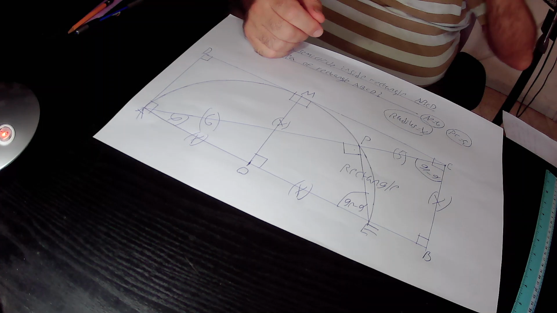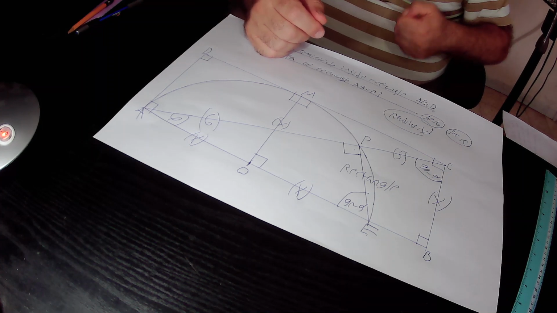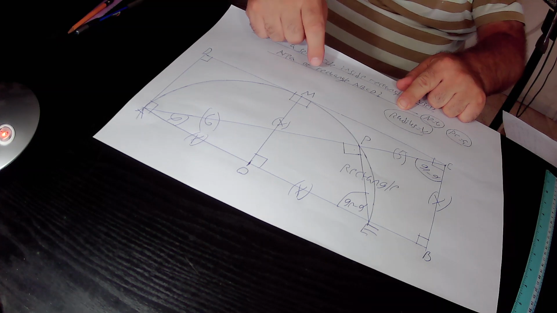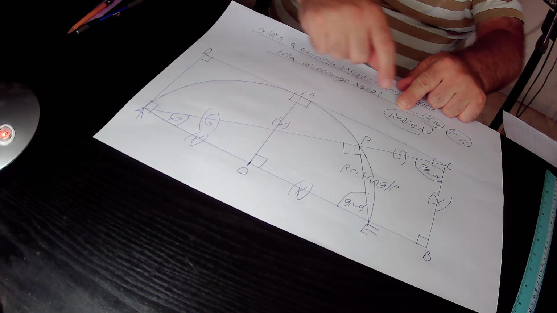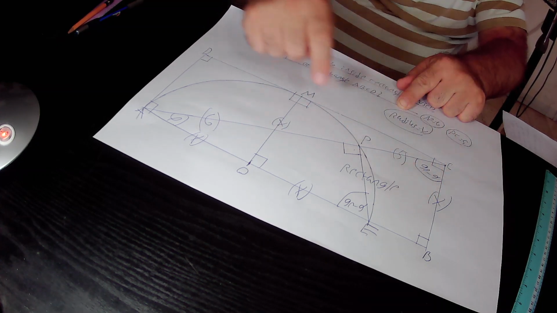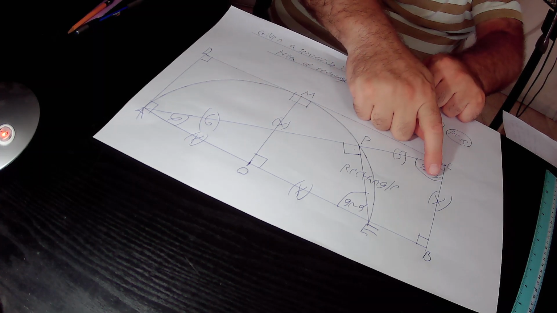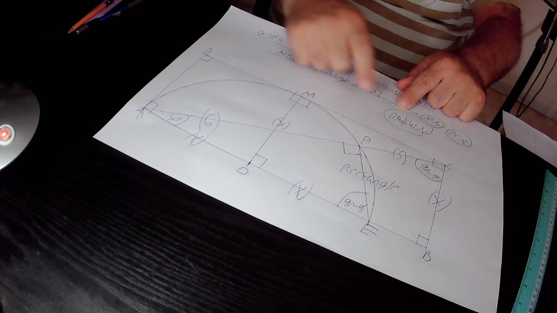But we also know that the opposite sides of a rectangle are equal to each other. So in rectangle MCBO, side MO must be equal to the opposite side CB. But MO is X, therefore the opposite side CB must also be equal to X units in its length.